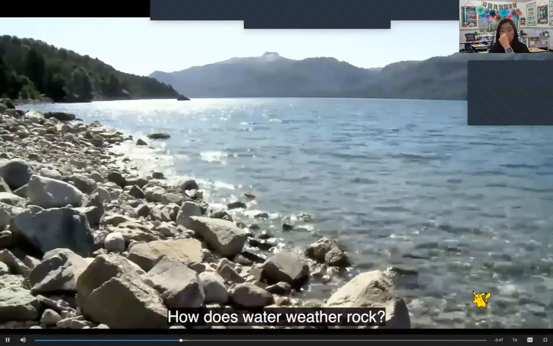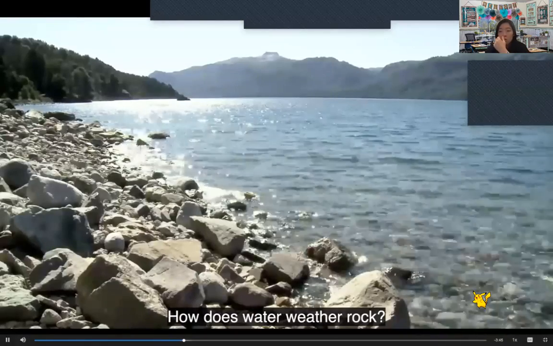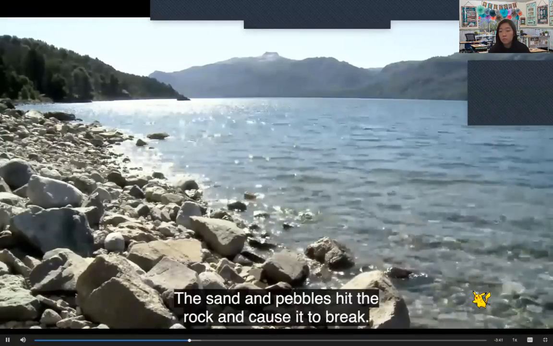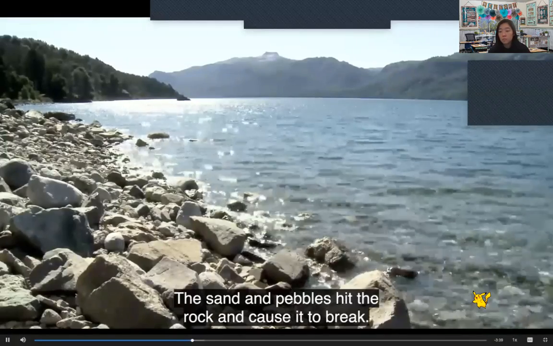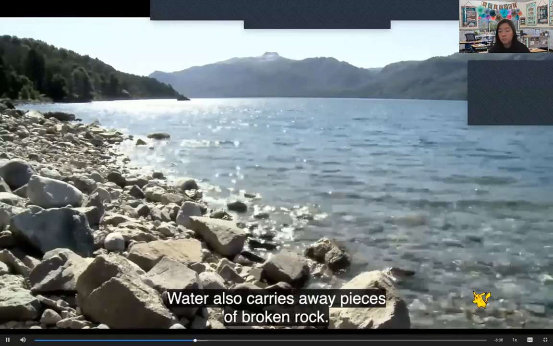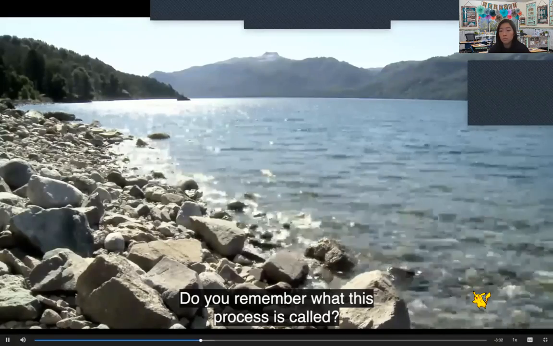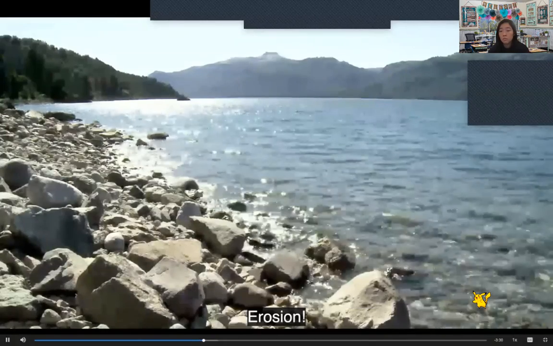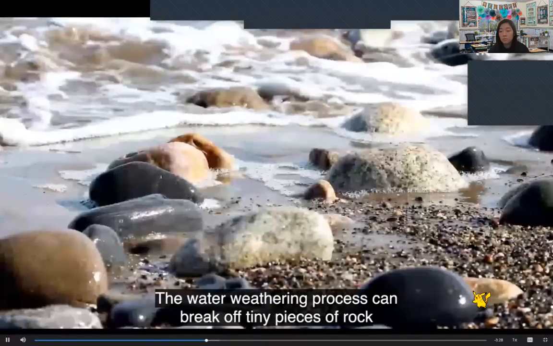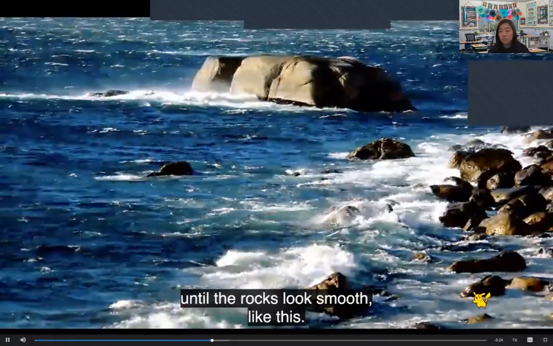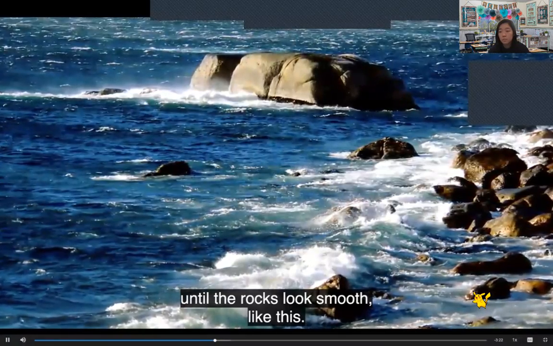How does water weather rock? Flowing water carries sand and pebbles. The sand and pebbles hit the rock and cause it to break. Water also carries away pieces of broken rock. Do you remember what this process is called? Erosion. The water weathering process can break off tiny pieces of rock until the rocks look smooth, like this.